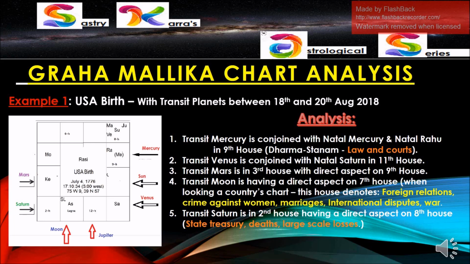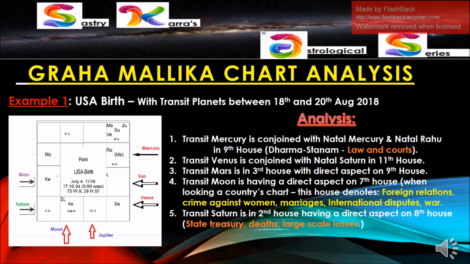So here what you see is that the natal planets are co-joining with the transit planets, indicating that the natal planets became much stronger and the impact will be highly visible. As I said earlier, something pertaining to law and courts, state treasury, debts and large scale losses is what Mercury and Rahu together is going to do or initiate on that day.